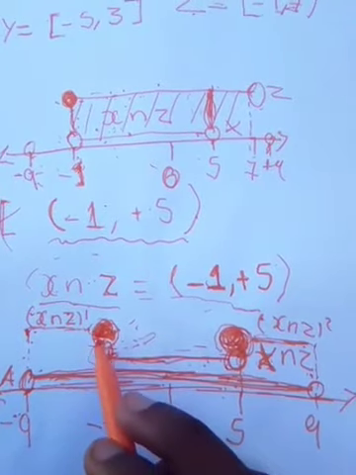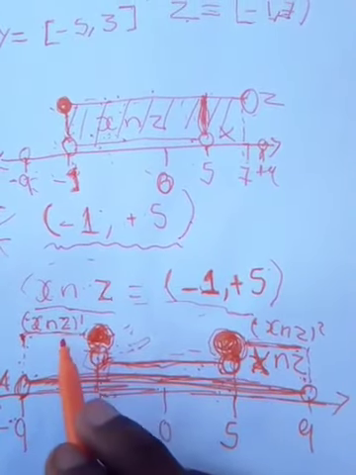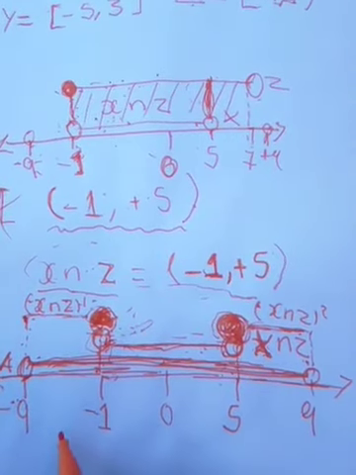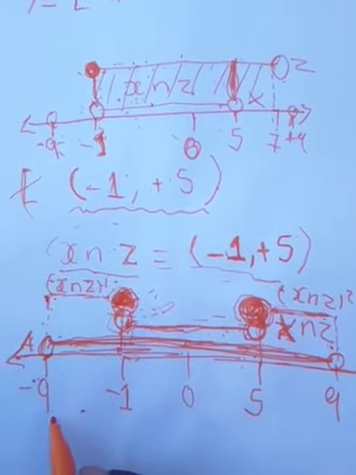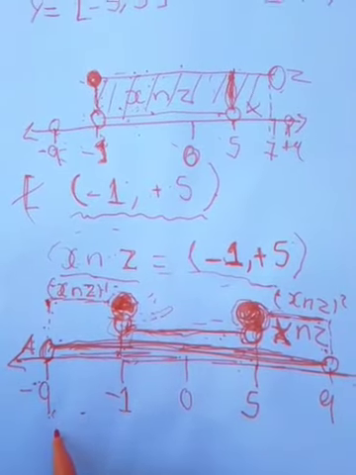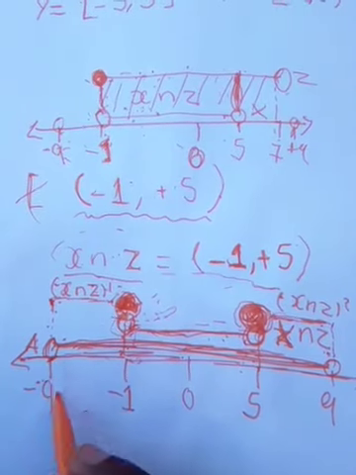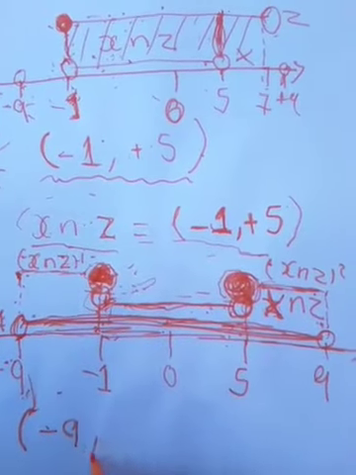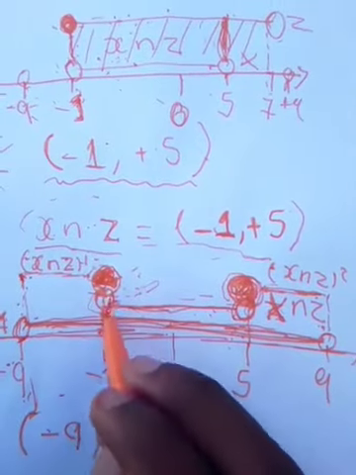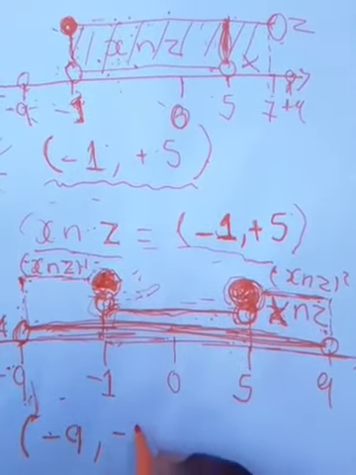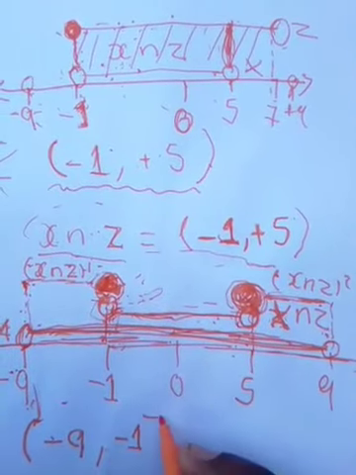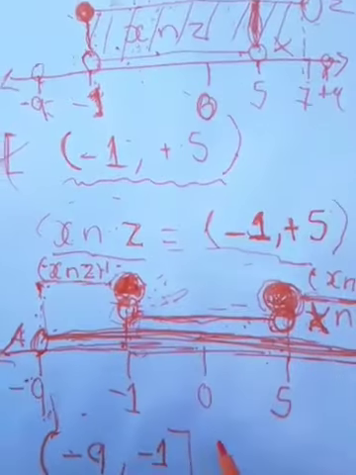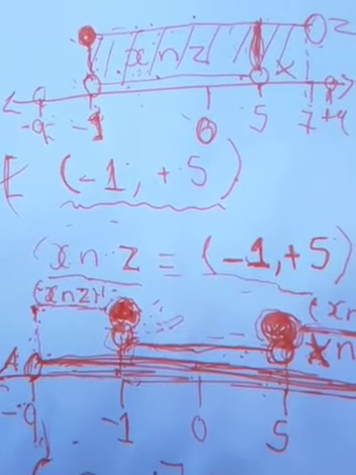How can you describe this? I have two regions which are representing x intersection z complement, right? So you're going to begin from this side to describe. And how do you describe using the interval notation? You're going to say, okay, it is starting from -9, and it is not shaded, of course. So you're going to say -9 up to where? This is starting from a up to a, right? And this time it is shaded, so you use the square bracket, -1, since it is shaded.